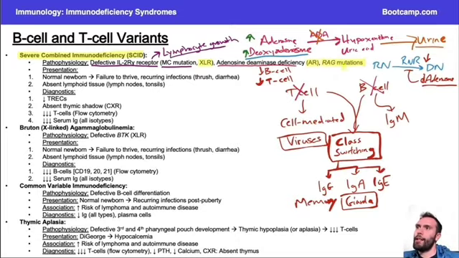But again, these are the three classic causes. The two in particular to remember are going to be a defective interleukin-2 receptor, the lymphocyte growth receptor, and adenosine deaminase deficiency. Now, how does this present?